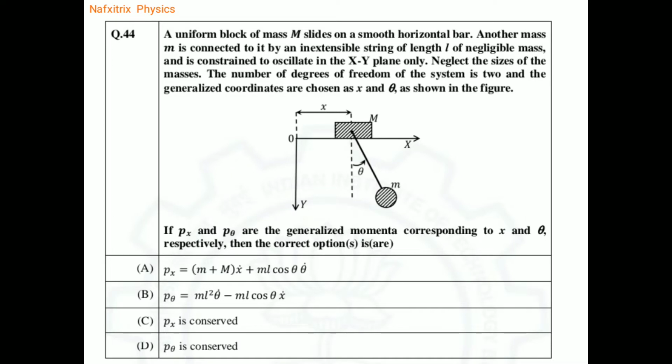And the generalized coordinates are chosen as x and theta as shown in the figure. So these are the generalized coordinates, and if px and p theta are the generalized momenta corresponding to x and theta respectively, then the correct option is, so here x and theta are generalized coordinates, then px and p theta are the corresponding generalized momenta. So we need to find out what is the correct option. That means here we need to find px and p theta. So from that we can have some conclusion.